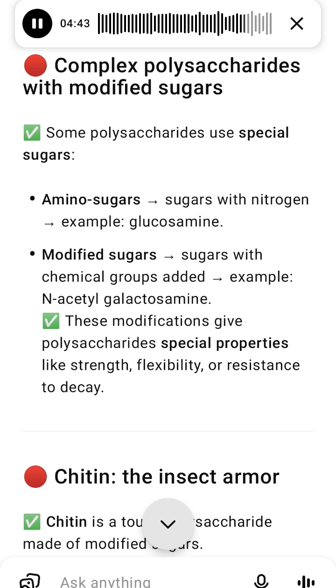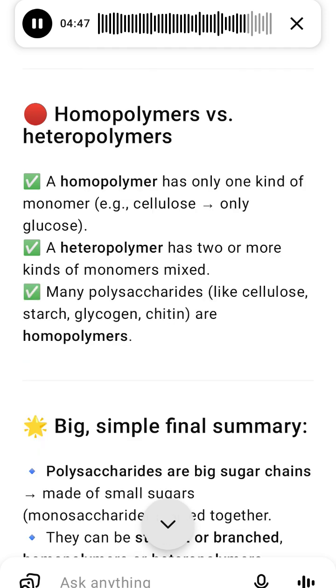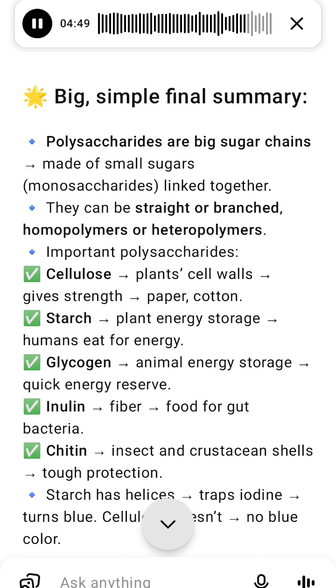What makes cellulose strong? In cellulose, straight chains of glucose line up side by side and hydrogen bonds form between chains. These bonds act like glue, making cellulose very tough and rigid, perfect for building plant stems, wood, and fibers.